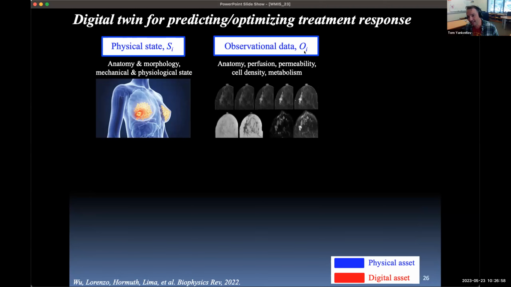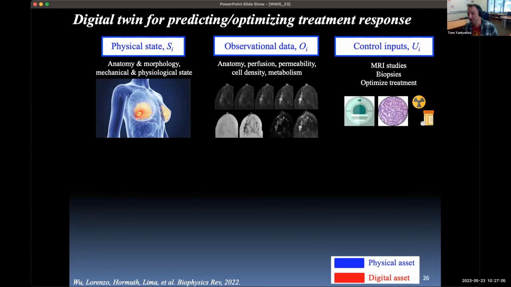And incidentally, these things are indexed by i to indicate that there's going to be a looping around. It's going to be a recursive process. Then you have your control inputs. You can order more imaging studies. You can order a biopsy. You can try to change the treatment or whatever. These are all the things you can do to your system.